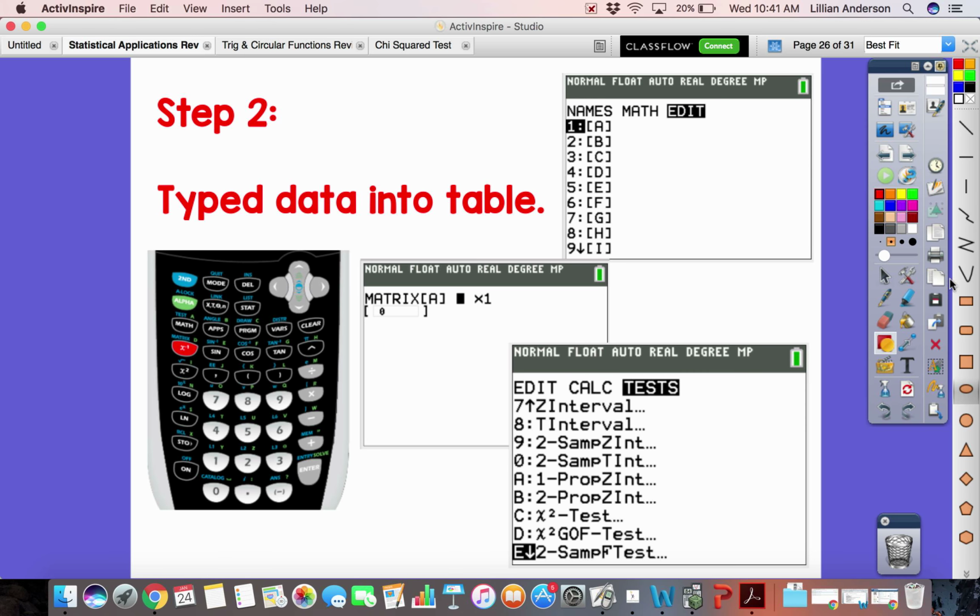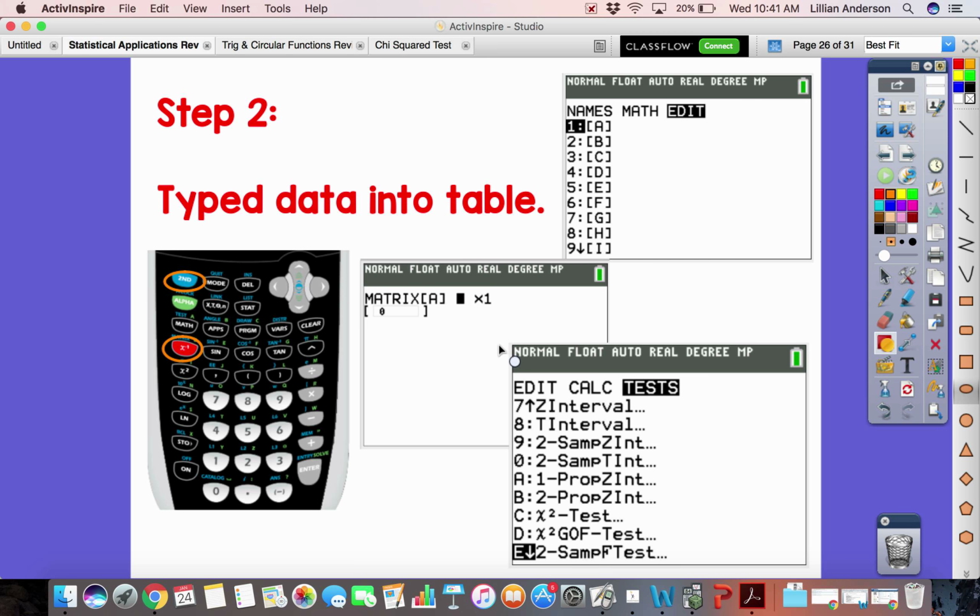So you press the second button, and then you had to press the x to the -1 button, and then you would get this screen right here. Your names, math, and edit. And what you had to do is go over to edit and basically type in your contingency tables into matrix A. So when you go into edit and click enter on matrix A, you would type in the dimensions of the matrix, and you would basically fill in. So if it was a 2 by 2, you did 2 and 2, and you typed in the data. 4 by 4, you did that.